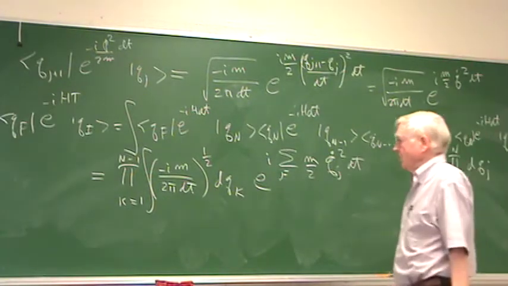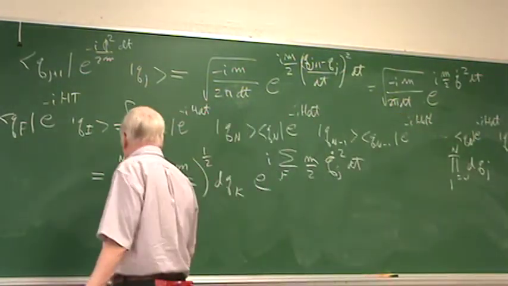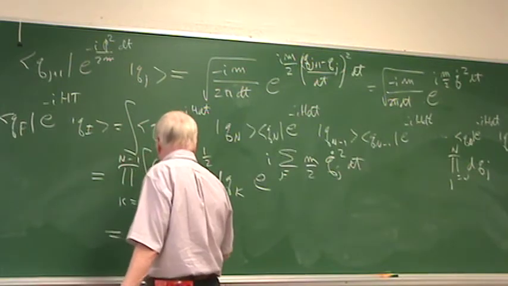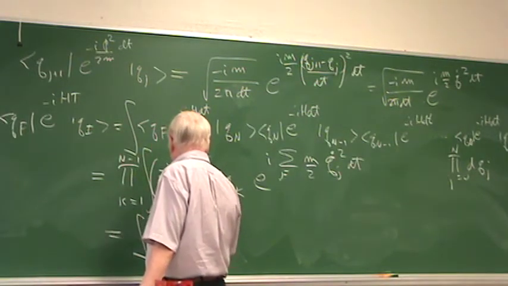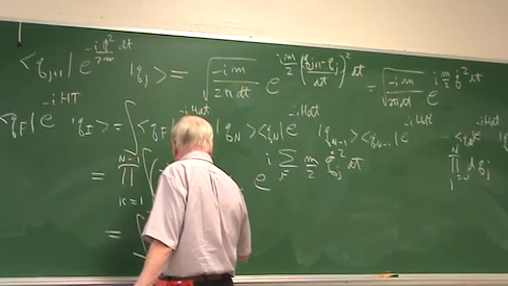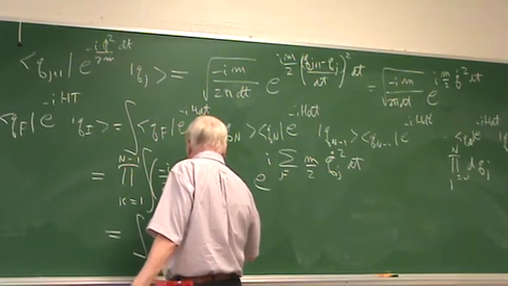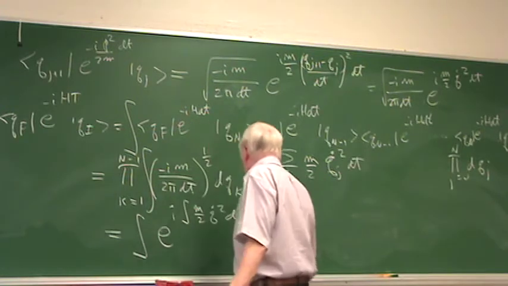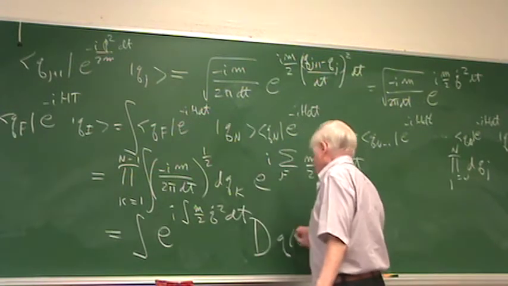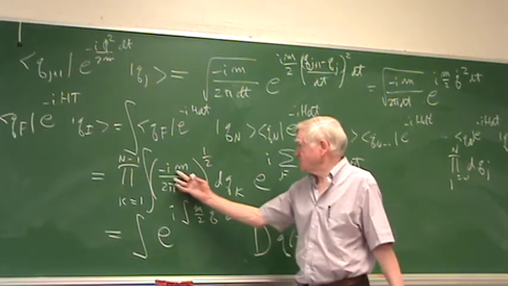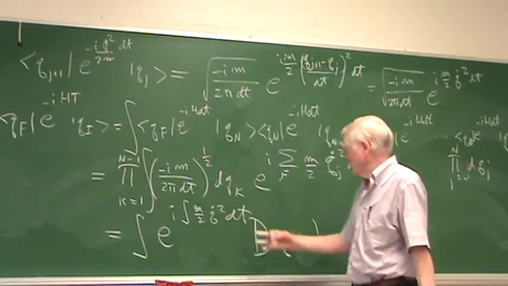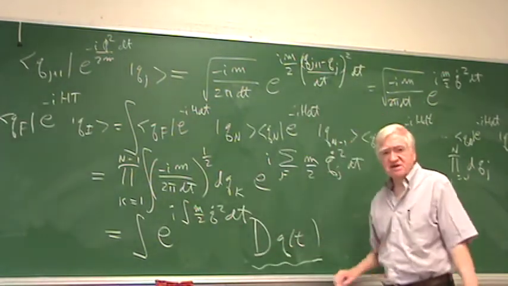And so altogether then what we say is that this is an integral e to the i integral of m over 2 q dot squared dt dq of t. So I'm absorbing all these square roots and integrals into one symbol, dq of t.